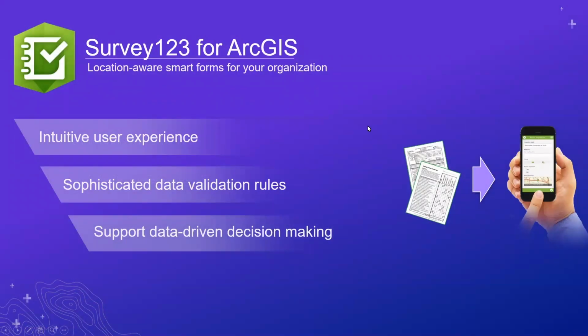So Survey123, as many of you are aware, is a tool that uses location-aware smart forms to collect information. So it's a very intuitive user experience. The forms are smart, as in you can make a selection and that will determine whether you see the next section of selections. You have sophisticated data rules, which are really cool. And it's got some new features built around reporting and connecting up to other systems, which are really, really interesting.